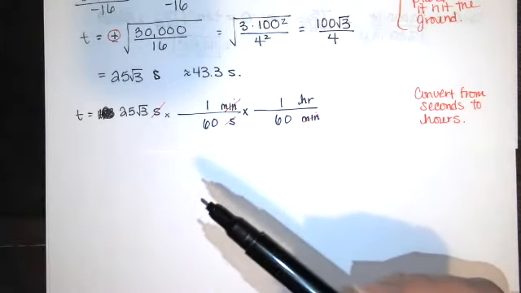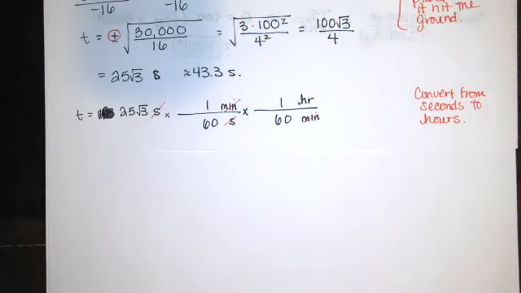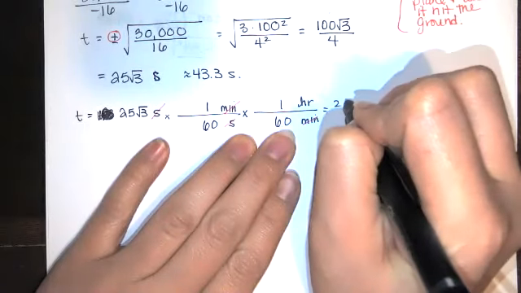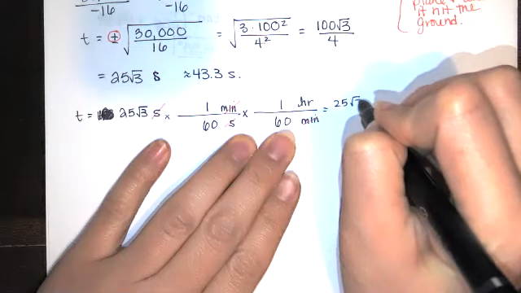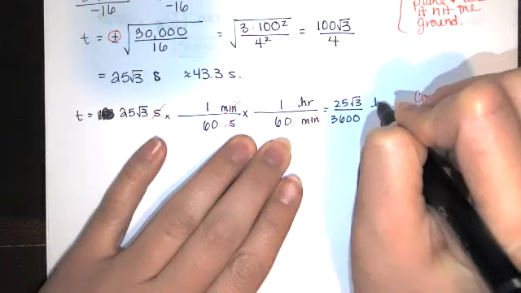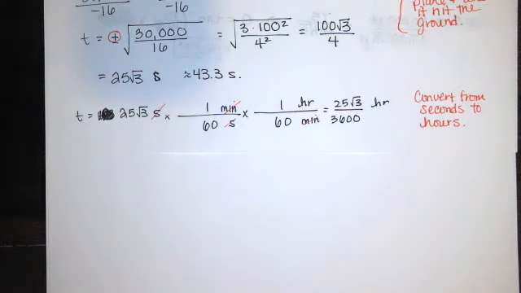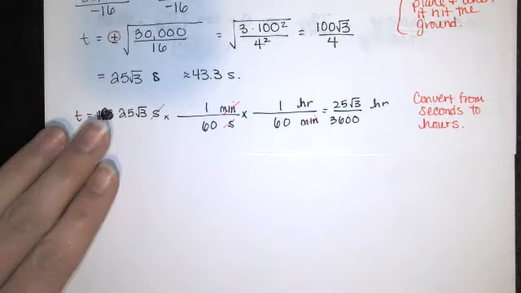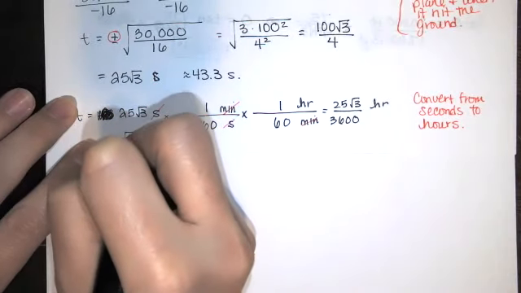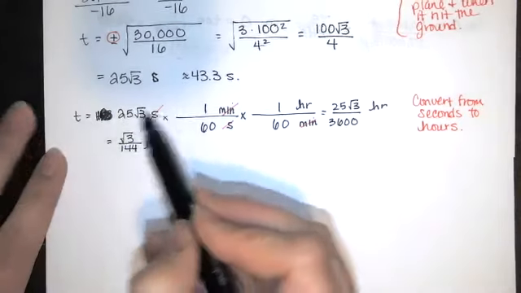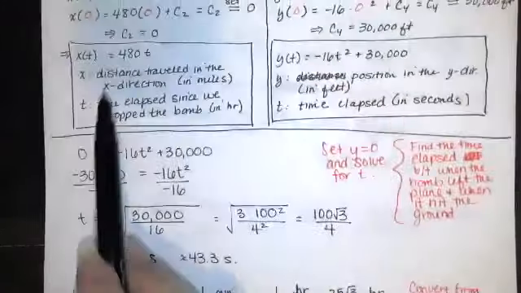So we've got about 43.3 seconds, which is exactly 25 times the square root of 3 seconds. So we'll have 25 times the square root of 3 times 1 hour divided by 3,600. And then 25 goes into 3,600, let's see how many times. 144. So if we want to simplify this, we can call this square root of 3 over 144 hours.